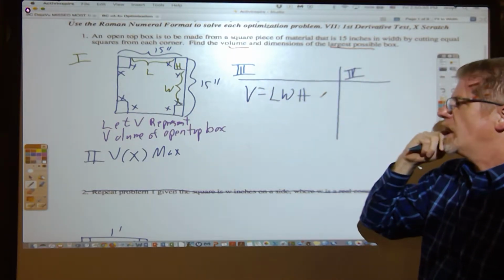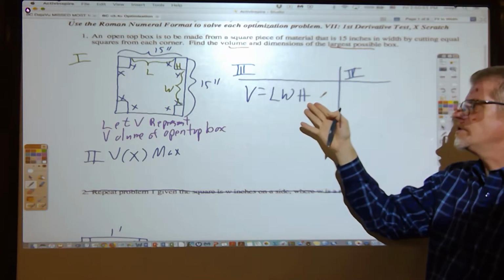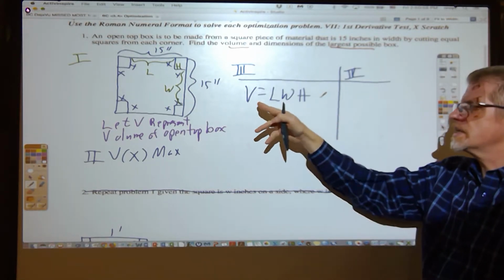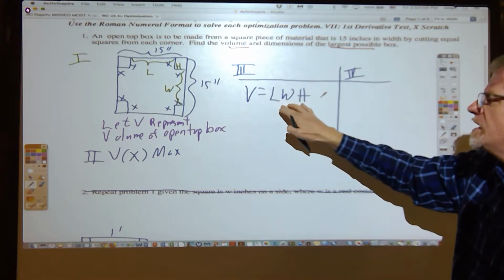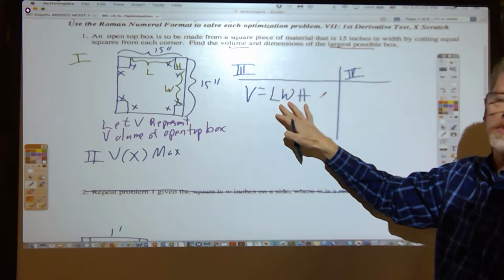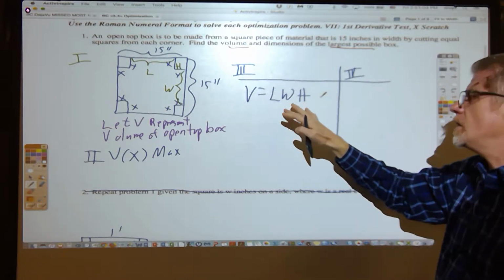But notice, have we reached our goal yet? Is it time to celebrate? No. This is going to take some work because all three of these variables are designated as what? Desirable or undesirable? Class? Yeah, they're all undesirable.